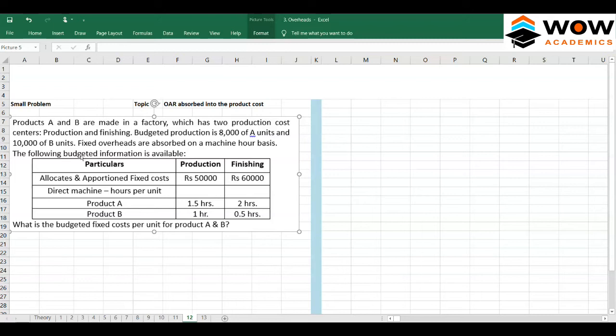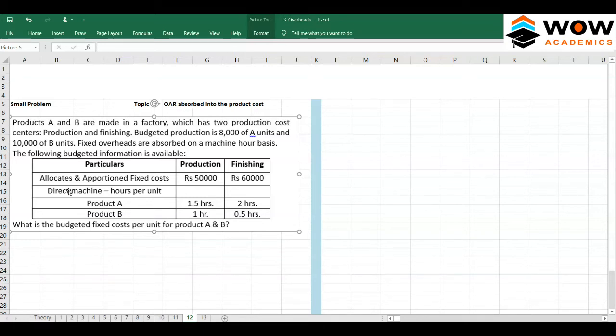The following budgeted information is available. The allocated and apportioned fixed cost. So this is the secondary. Primary distribution has been done and secondary distribution has been done. So this is the allocated and apportioned fixed cost. Both are the same things.